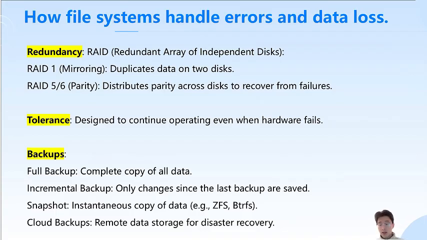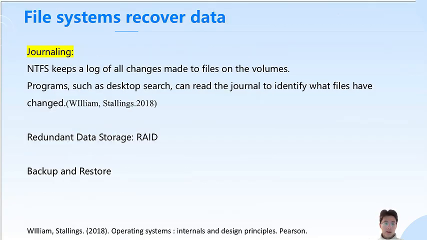About backup, it's very normal in our daily life. It includes full backup, incremental backup, snapshots, and cloud backup. Last part is file system recovery. Here you can see journaling is mentioned by the textbook. It means in the Windows system, it keeps a log of all changes made to files on the volume. And here you can see RAID and the backup.